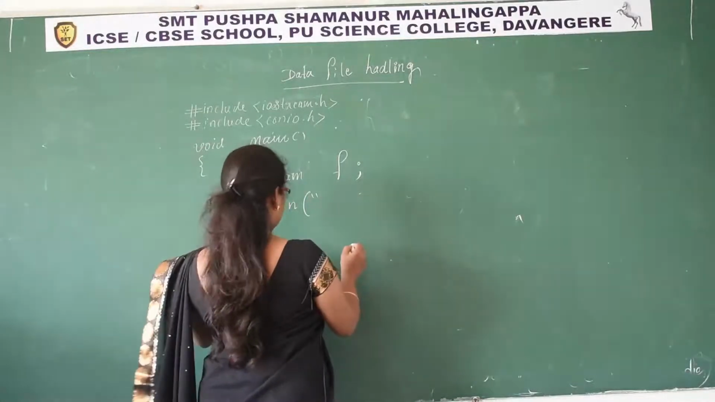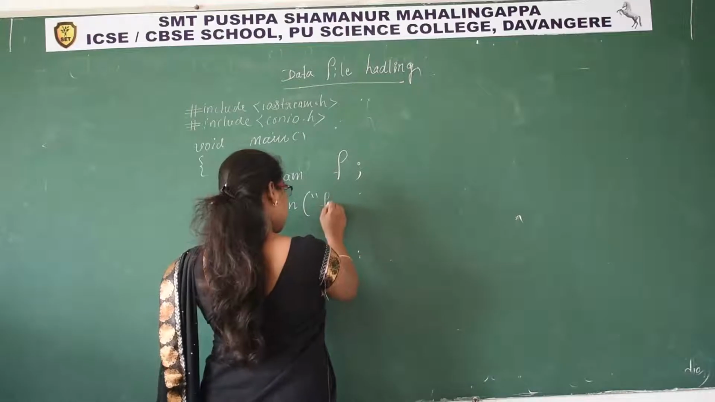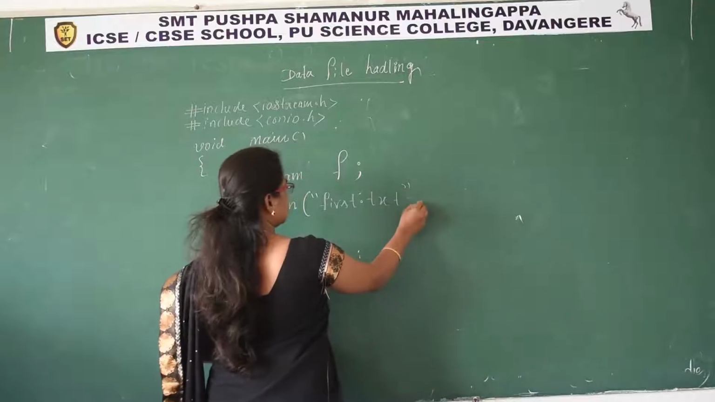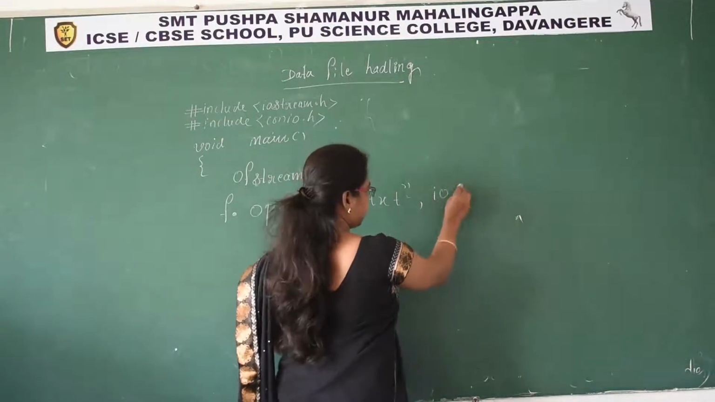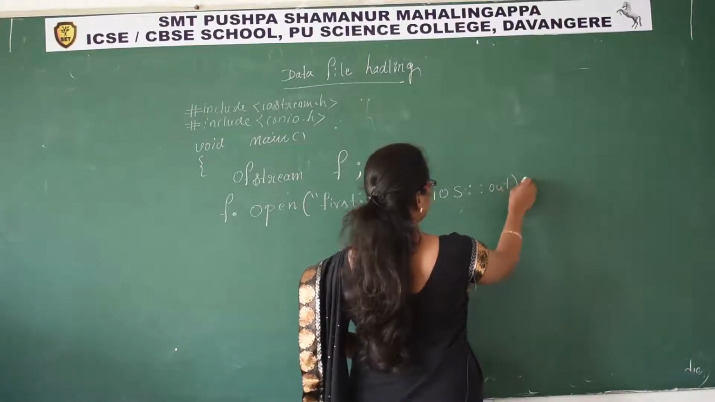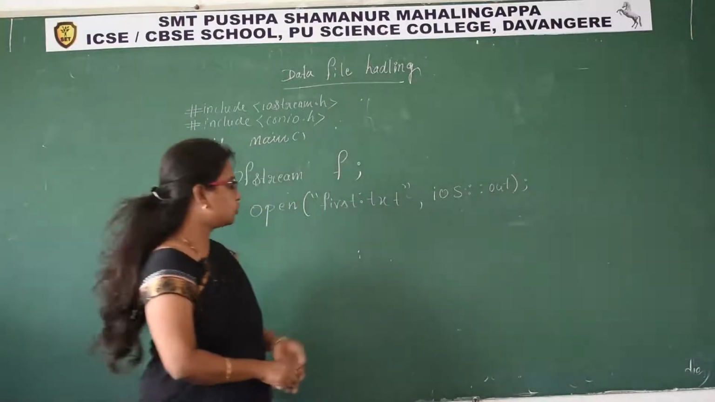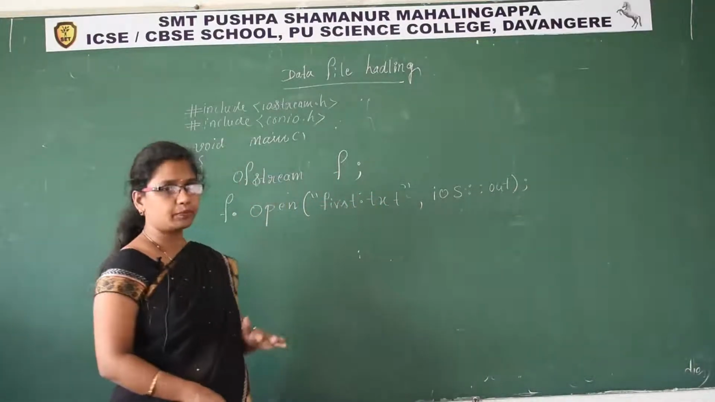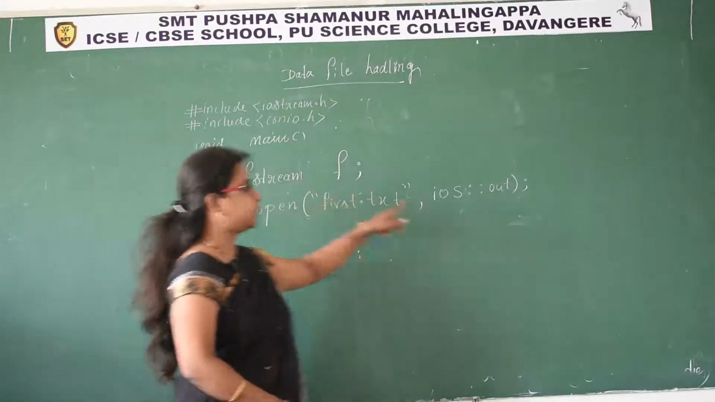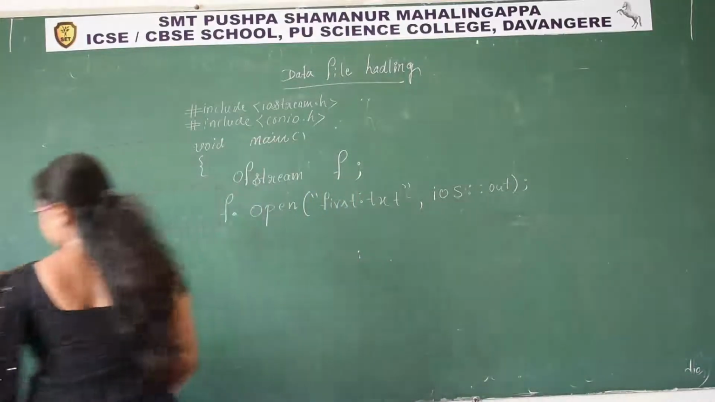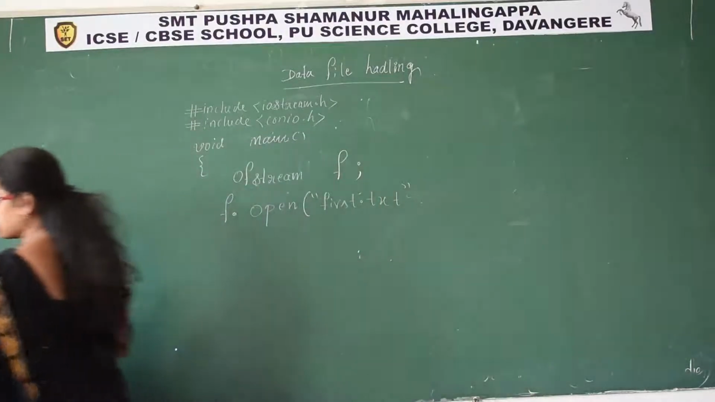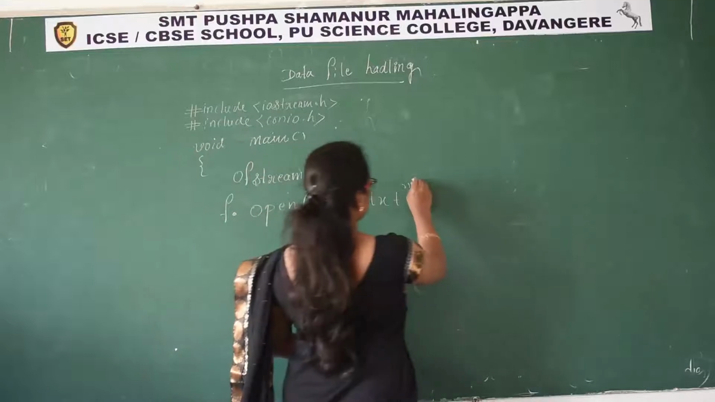So file name, I consider first.txt, close. How to indicate it is a write mode? ios::out. If you write this statement, it understands we are opening the file in write mode. Here I have taken an object of the ofstream class, so it is optional, no need to mention it there. If you write only the file name, it understands it's a write mode because the object is an ofstream class object, close, semicolon.